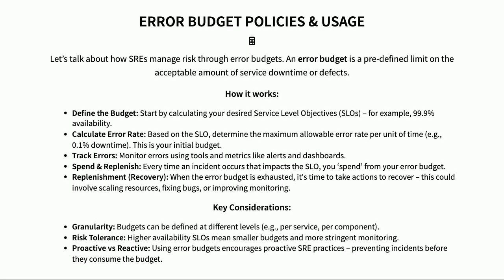Okay, let's dive into how we manage risk as an SRE using something called an error budget. Think of it like a safety net for your services. We start by setting clear goals. What level of uptime do we want? Then, based on those goals, we calculate a specific amount of downtime that's acceptable over a certain period. It's essentially a limit on how many mistakes we can make before things go wrong. We track our errors against this budget, and when it runs out, it's time to figure out why and fix the root cause.